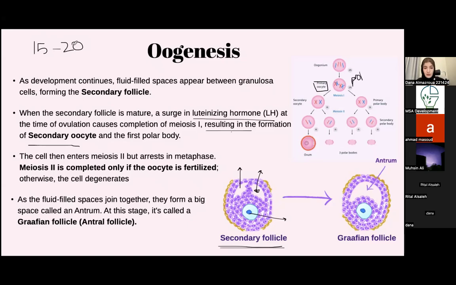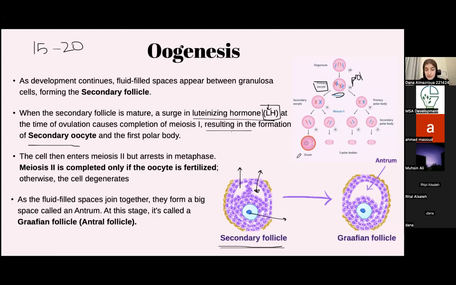But only one wins this race and reaches the full mature stage. And it's the one that's ovulated. Now, what causes this ovulation is a surge in a hormone called LH. When there's a surge in this luteinizing hormone, or LH, meiosis I is completed. It would enter meiosis II, but it would be stuck again at the second metaphase. So it doesn't continue meiosis II.